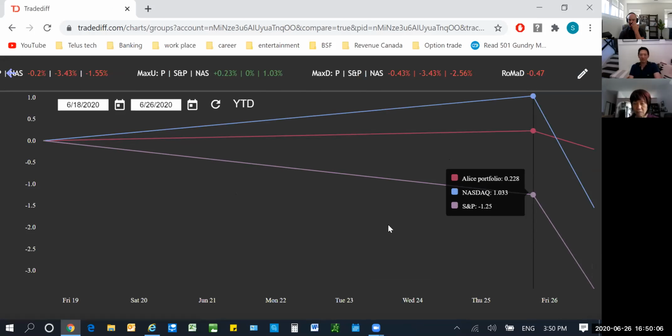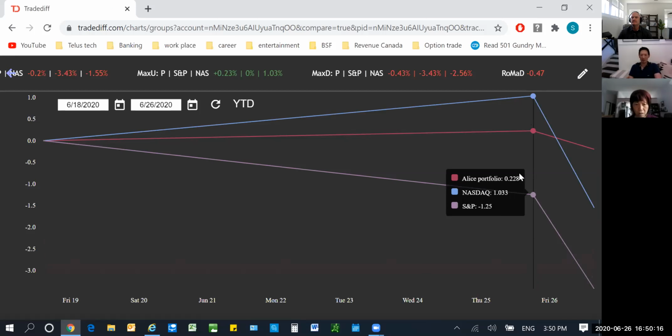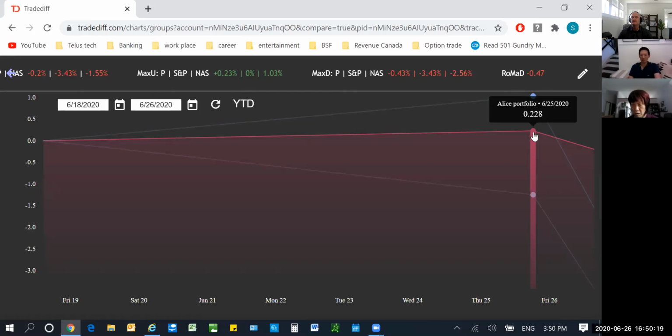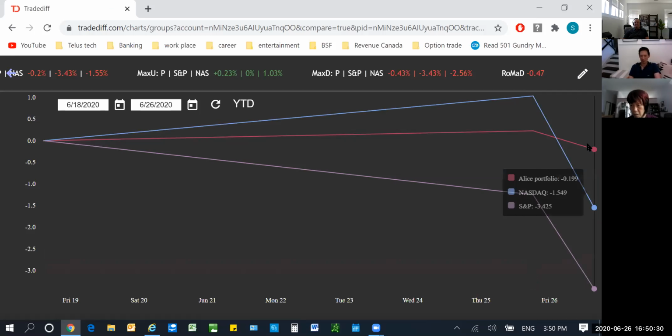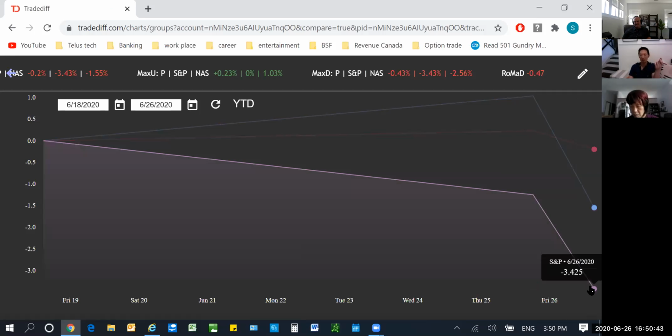This is the one. So now, Alice, if you go to the right, there are lines here that show you how well you're doing against the index. Alice's portfolio is the red line. Go all the way to the right, to the last dot. This is where the most recent is. You're down 0.2, which is nothing, but look at the indexes. They're doing worse than you right now.